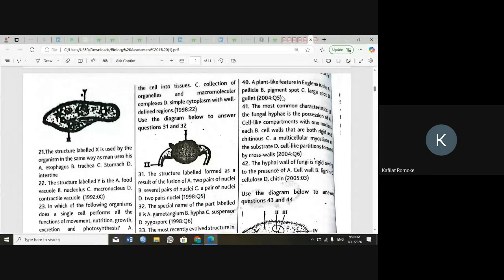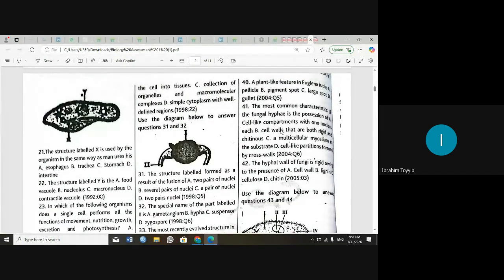So the most common characteristic of fungi is the possession of a cell-like compartment with one nucleus each, cell walls that are both rigid and chitinous, or multicellular mycelium in the substrate. Look at the options very well. Cell walls that are both rigid and chitinous. So it is B.